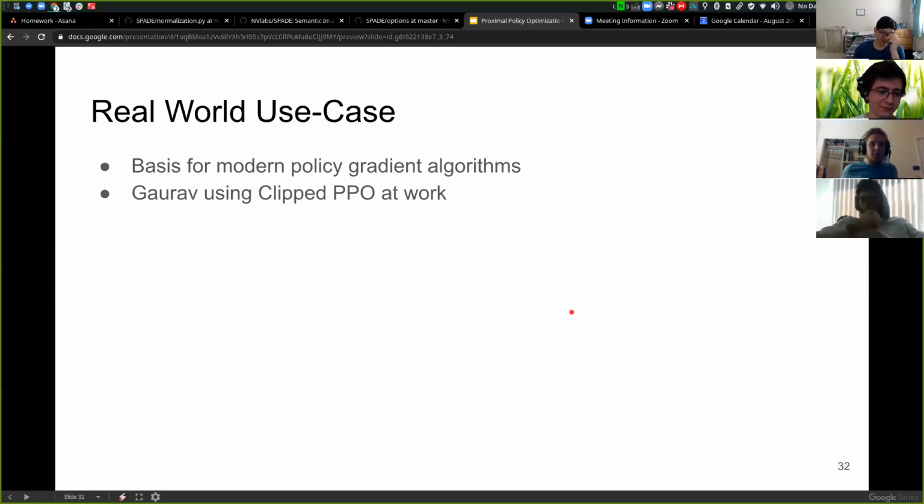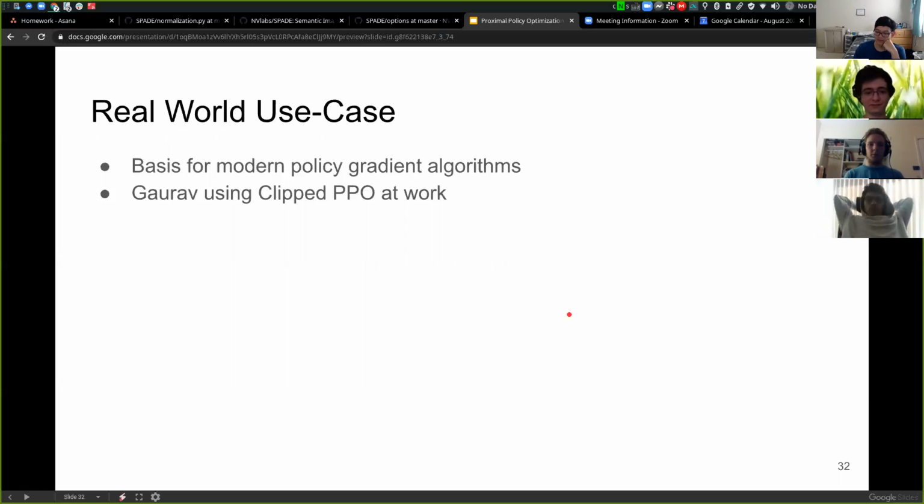Yeah, so like we said before, PPO is the basis for a lot of modern policy gradient algorithms. And actually, Gaurav is using a little bit of clipped PPO at his internship right now. Yeah, so I could talk about that a little bit.